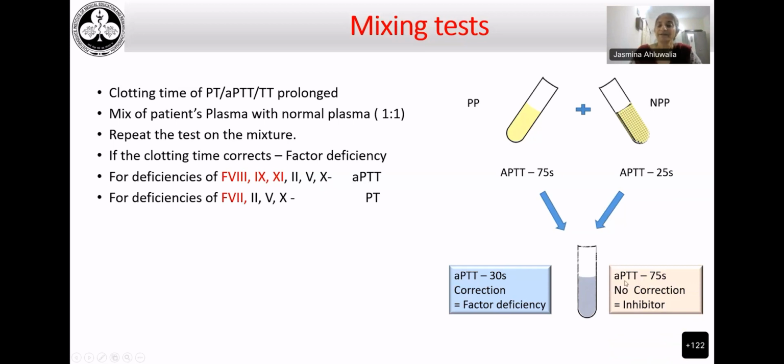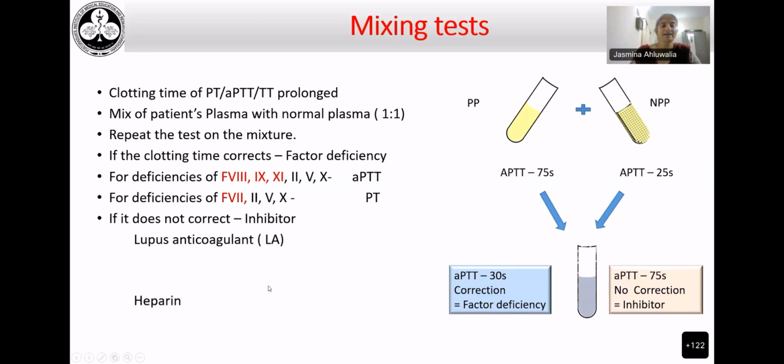Just suppose, however, the mixture shows an APTT of 75 seconds, so this has not corrected. It started with 75 and it is still at 75, which means that whatever we added has not been able to correct any deficiency. Instead, something here has inhibited the clotting factors from normalizing the clotting time. So this is suggestive of an inhibitor.